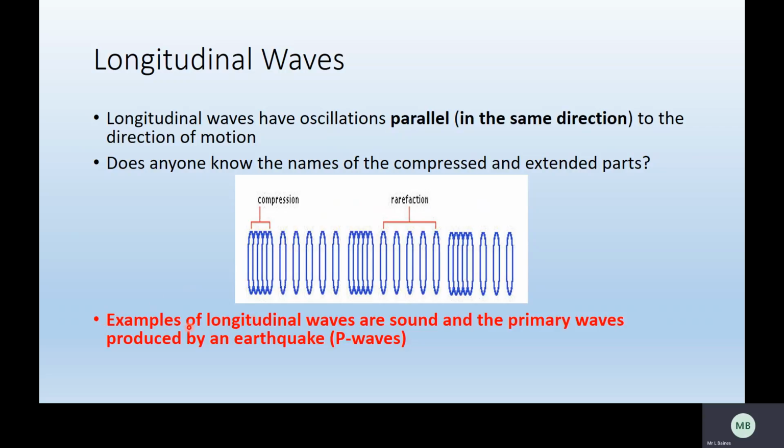Examples of these types of longitudinal waves: sound waves, which we're going to do a lot more detail on as we go, and the primary waves produced by an earthquake. And we call these P waves, P for primary. You'll notice that the other ones were secondary waves, S for secondary, these are P for primary. All right, so you need to know the difference between those two.